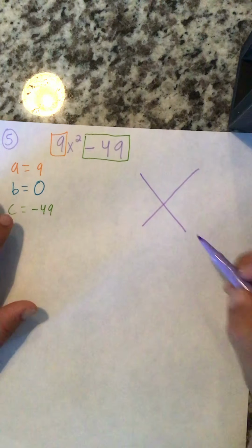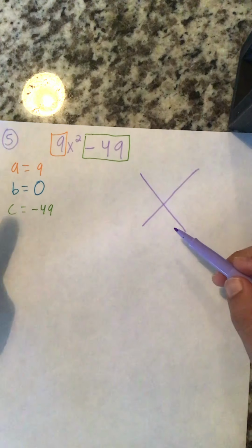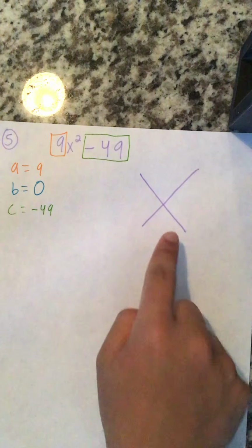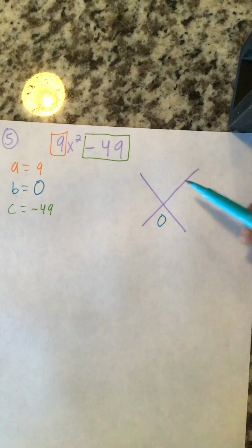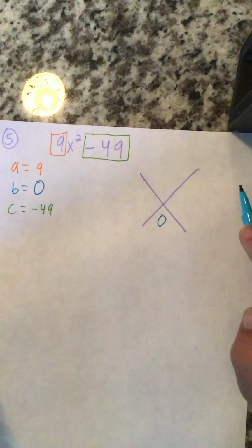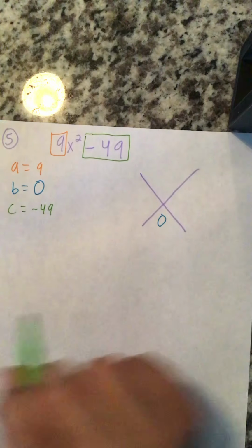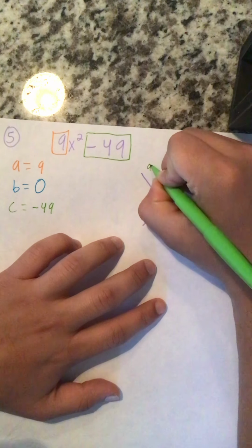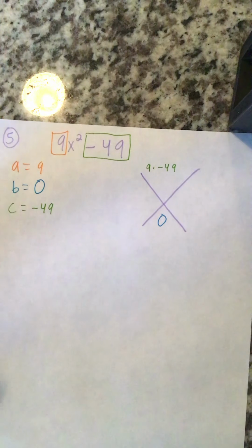Okay, so just like normal, what goes at the bottom of the x is my b value. Just because my b value is 0, I'm still going to put 0 down here. I'm still going to put that b value. It doesn't change anything. At the top of the x, remember, goes my a times c. So for this problem, it's going to be 9 times negative 49, and that's a big number. Y'all should probably use a calculator for that.